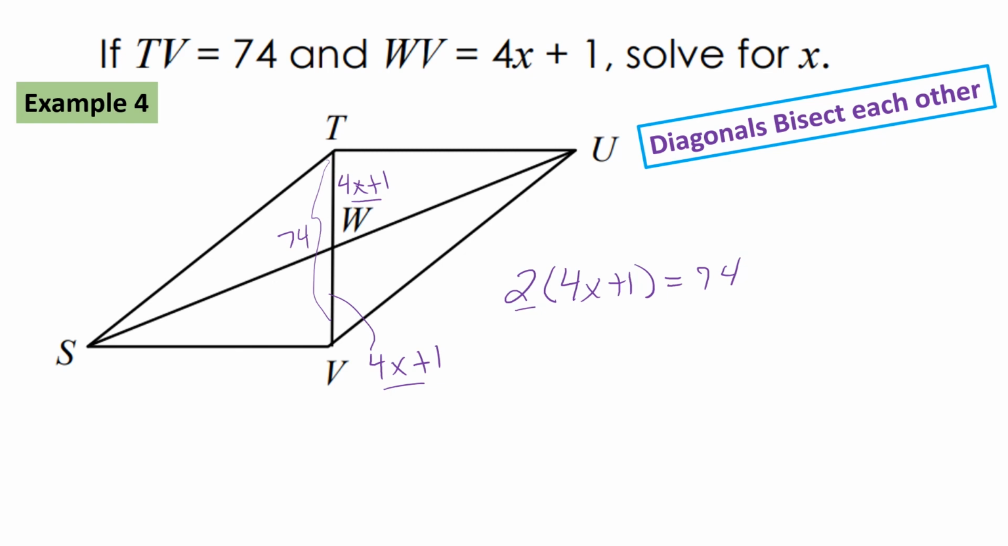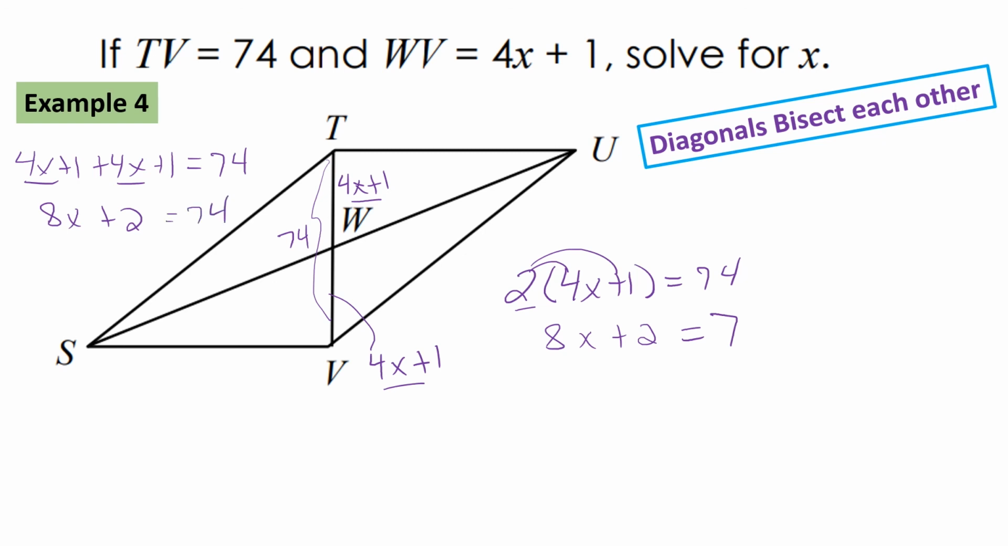All right, so I could do this and get 8x plus 2 is equal to 74, or if I just write it over here, I could do 4x plus 1 plus 4x plus 1 is equal to 74 because they are congruent. If I add my like terms, I get 8x plus 2. So same thing. All right. So I'm just left with this two-step equation. Subtracting 2, 8x equals 72, dividing by 8. One-step equation, x is 9. And so I've solved this problem here. X equals 9.